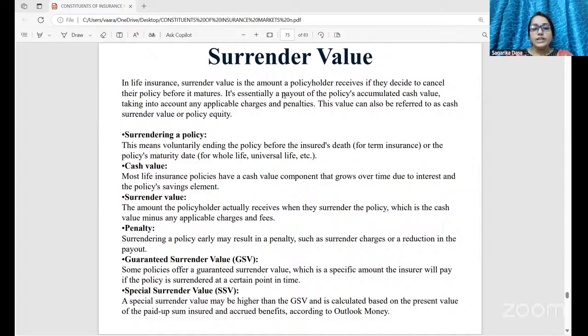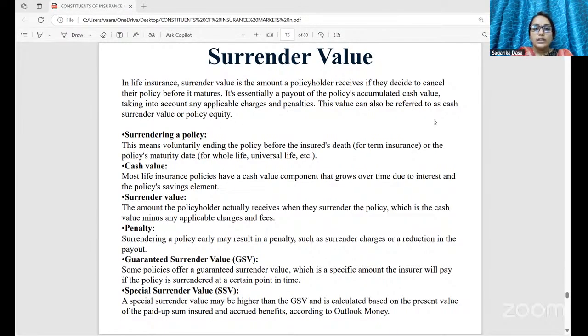It is essentially a payout of the policy's accumulated cash value, taking into account any applicable charges and penalties. As we are closing the policy before the due date or before the maturity period, the policyholder has to bear some of the applicable charges or penalties, and he will get the accumulated, the compounded cash value till the year which he has paid.